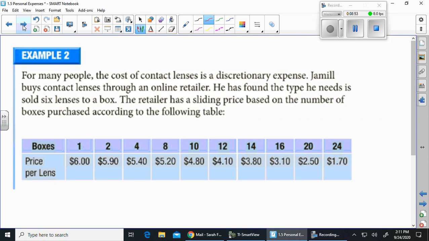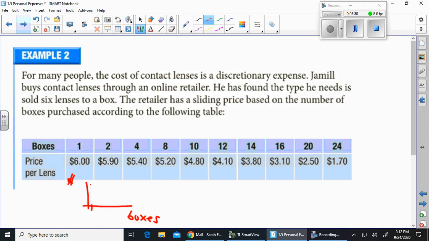For many people, the cost of contact lenses is a discretionary expense. So he finds the type he needs, 6 lenses to a box, and you can see that if I buy 1 box, $6, 2 boxes, $5.90, 4 boxes, $5.40. So we look at that, and hopefully you see that the more boxes you buy, the price goes down.